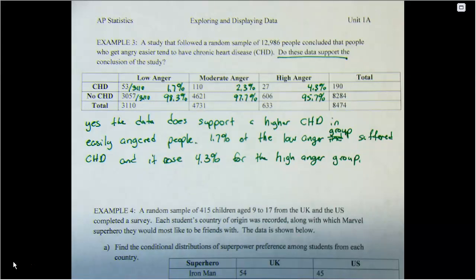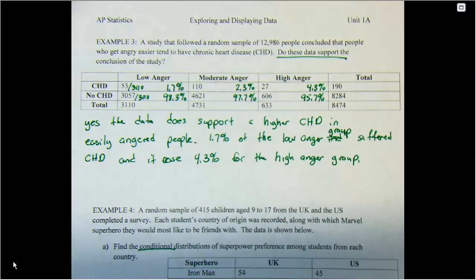Okay. All right, one more example here, and we'll call this one a video. A random sample of 415 children aged 9 through 17 from the UK and the US completed a survey. Each student's country of origin was recorded along with which Marvel superhero they would like to be friends with. The data is shown below. Find the conditional distributions of superhero preference among the students from each country. So from each country, we're figuring out what proportion liked each superhero. Therefore, it's a conditional distribution. If it asked me for marginal, I'd have to do some totals here to find that out.